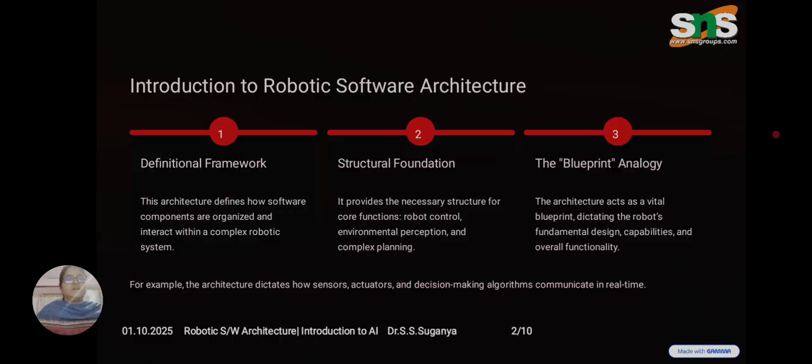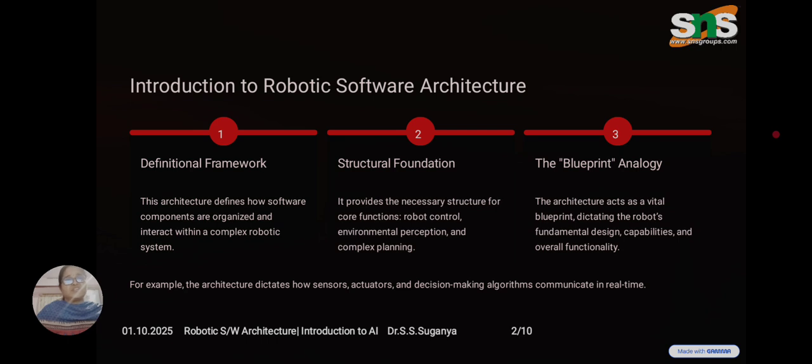So let's now see the definition or introduction to robotic software architecture. Robotic software architecture defines how the software modules are structured and communicate with one another. So it establishes the logical organization of sensing, control, decision making and communication components, ensuring that all parts of the robot work together without any harm.